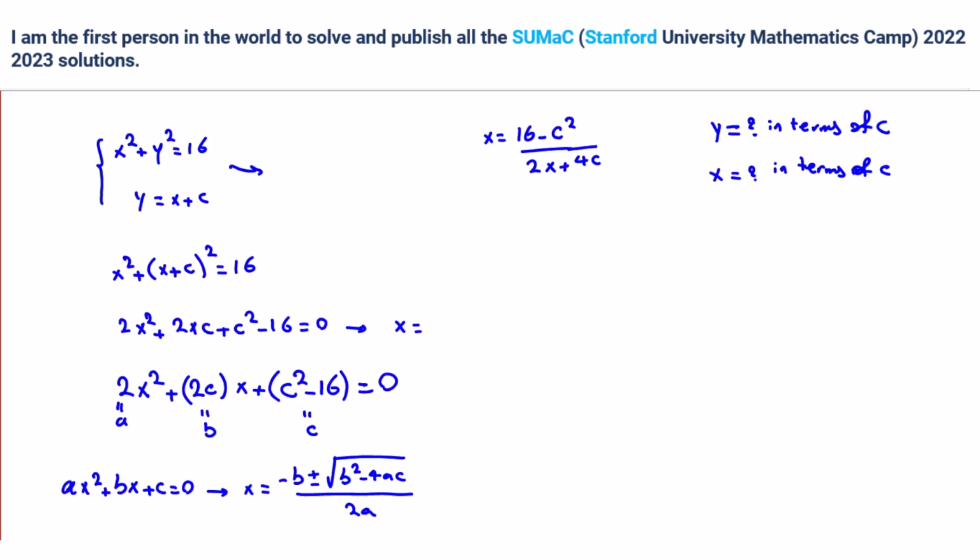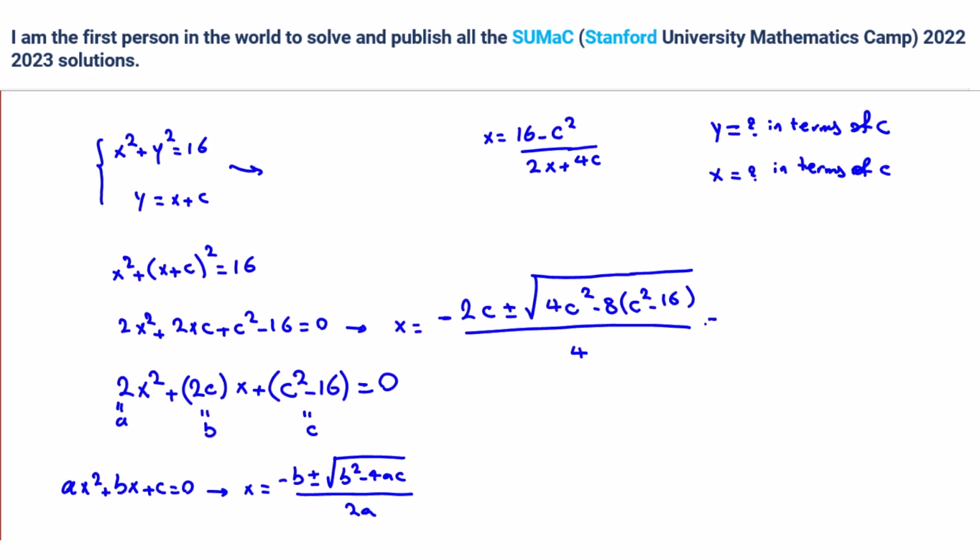So what's x equal to? X is negative what? X is not negative 2 plus minus. X is negative what? Negative 2c, yes, plus minus the square root of what? The square root of 4c squared minus 8 times c squared minus 16, all over what? 4. Yes.